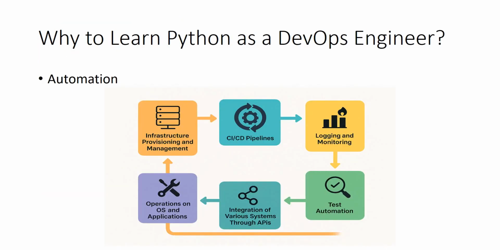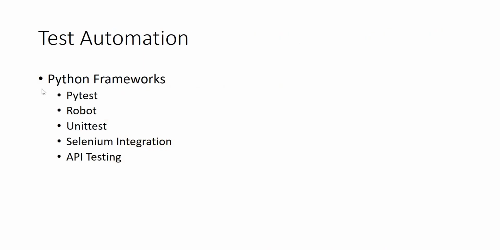We can also use Python scripts for the automation of various test activities like unit testing, functional testing, regression testing, API testing, and so on. Python provides various frameworks like PyTest, Robot, UnitTest, and the integration with Selenium and the frameworks for API testing. All these different frameworks will help us to automate different types of testing.